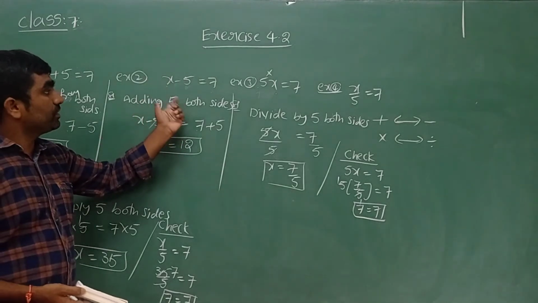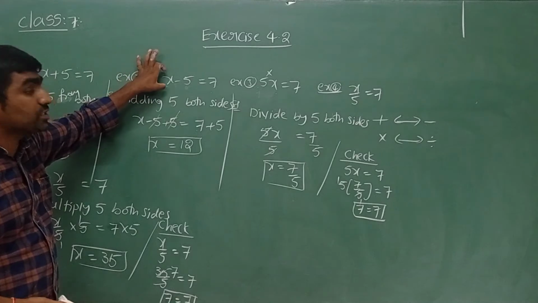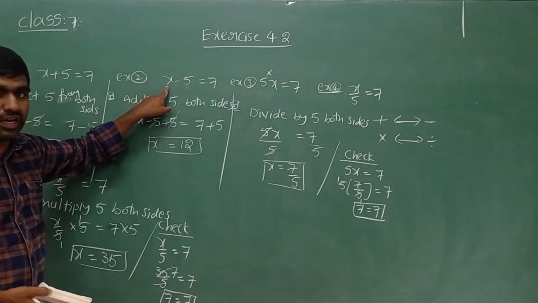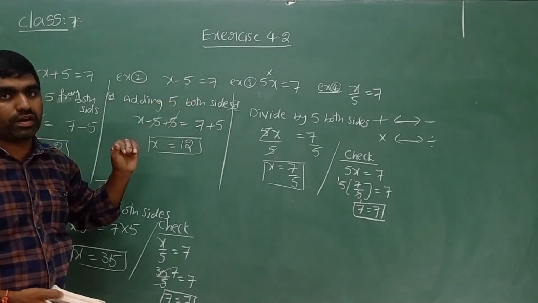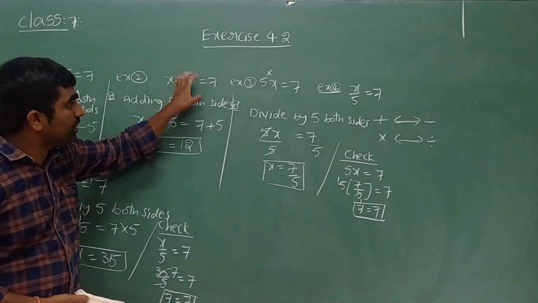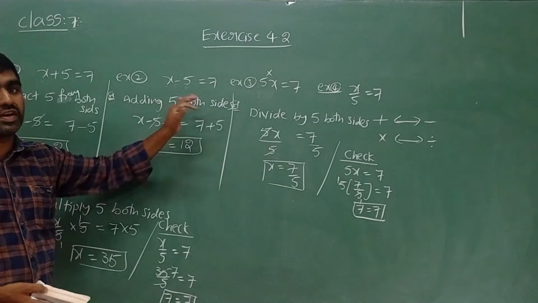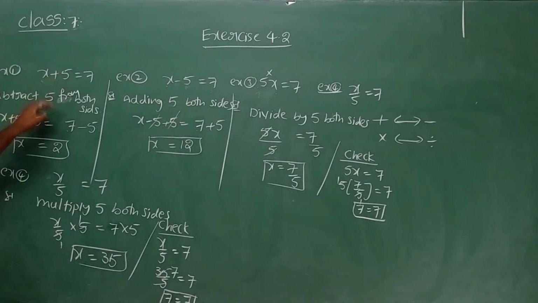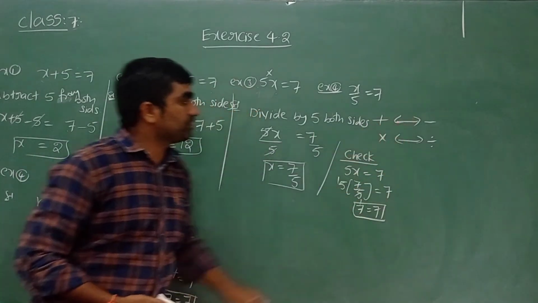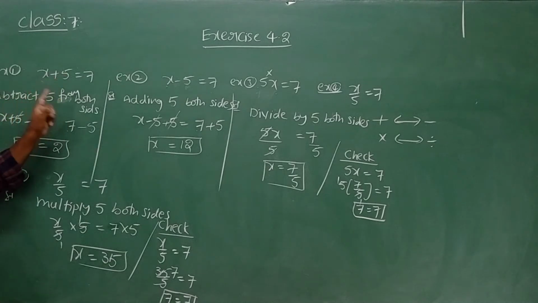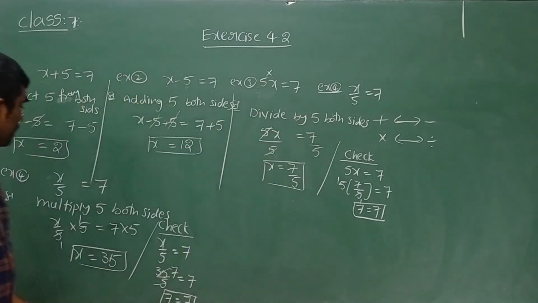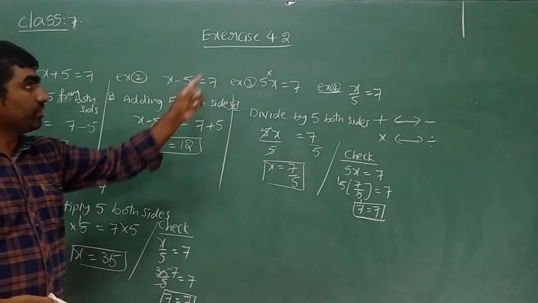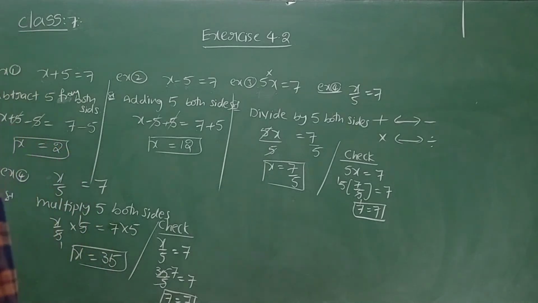The only simple thing is, whatever the variable is present, you make that variable separate and alone. If any extra number is there, remove that number. Suppose a minus quantity is there, you add plus 5 on both sides. If plus 5 is there, the opposite is minus, so you subtract that number on both sides. Into there means we divide on both sides. Division there, we will go with multiplication. Hope you understood. Now we will go with exercise 4.2.